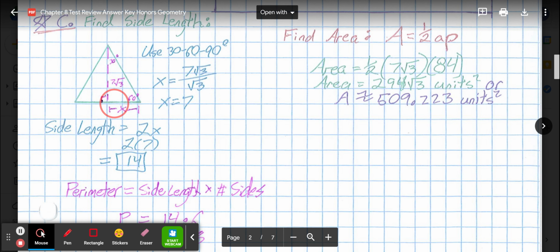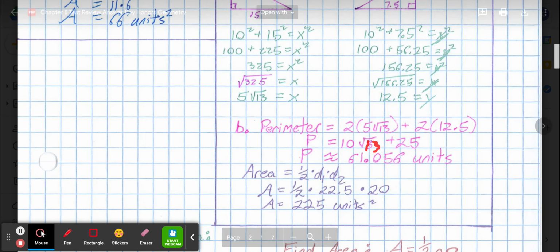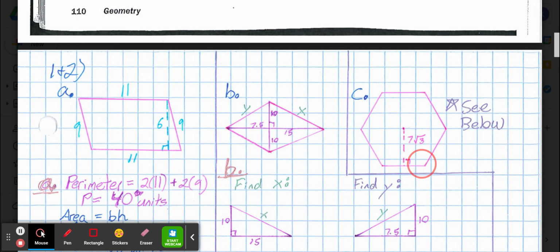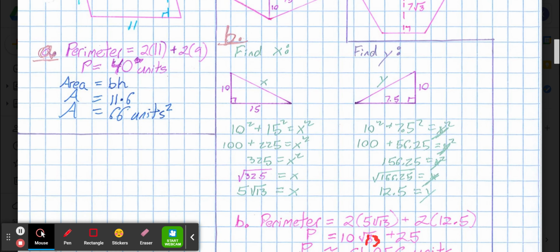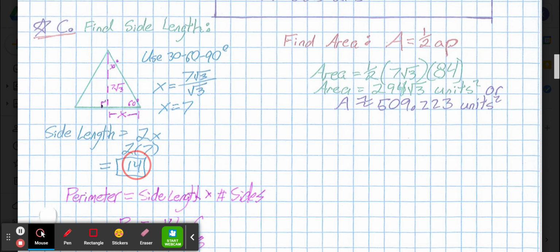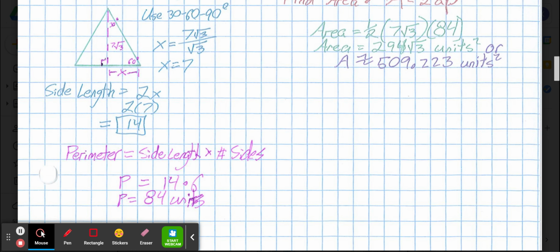So the whole base of this triangle would be 2x, which is the side of our hexagon, because if this from here over here would be our measurement, we need to double it to get the whole side. So our whole side would be 2 times 7, which is 14. Now we can find the perimeter of that hexagon by doing our side length times the number of sides. So 14 multiplied by 6 gives me a perimeter of 84 units.